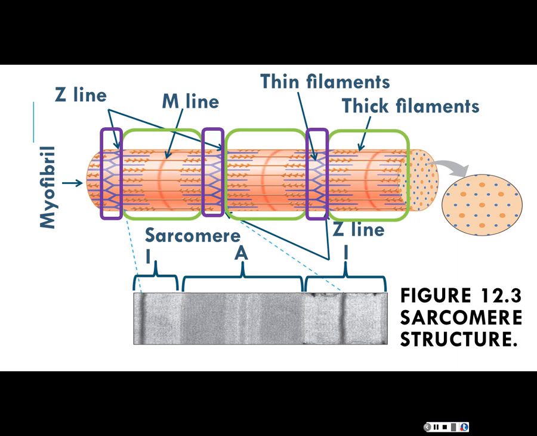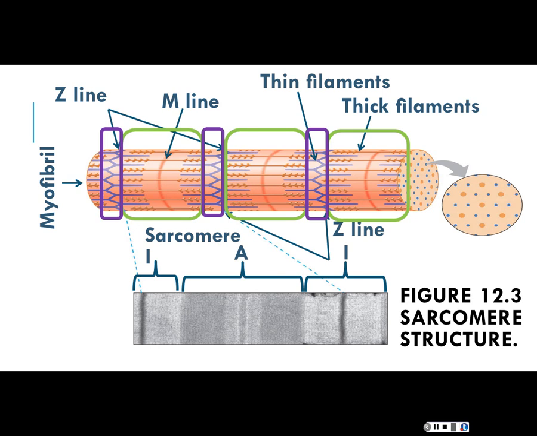The I band is just around the what? Z line, where there's no thick filaments projecting in. Around the M line, there's the dark band. Around the entire thing, light, dark, light. So we just keep going as long as that muscle is long.